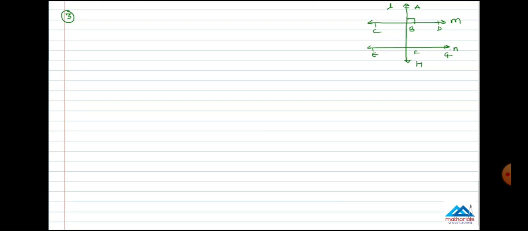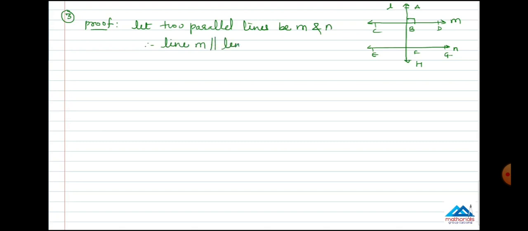Similarly, हमको प्रूफ करना है कि अगर लाइन L और M पैरेलल हैं तो लाइन L और N भी परपेंडिकुलर होगा. So we will prove it. We have to draw the figure. So we will take two parallel lines M and N. In the question, M and N are parallel to each other. So we will write line M parallel to line N.